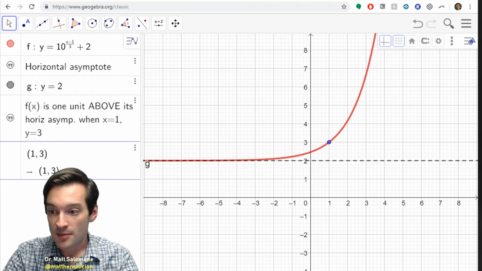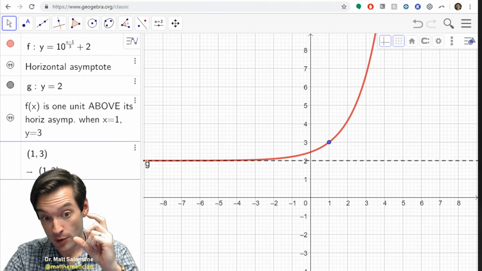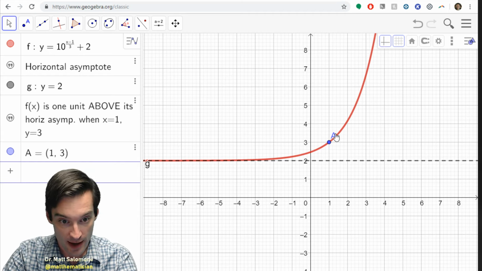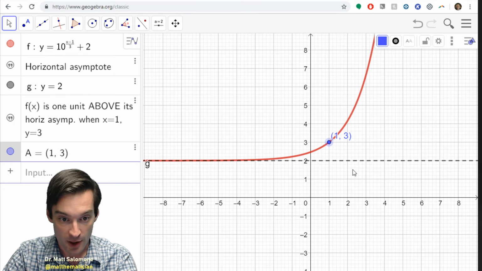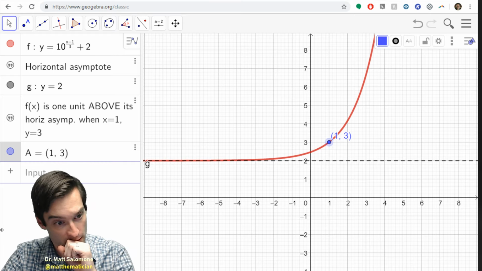This is a key, sometimes what we call a control point for an exponential function, is when is it exactly 1 unit above its horizontal asymptote. So that happens at the point 1 comma 3. Let me label that point here real quickly. I'll show its value, 1 comma 3. There we go. So that's when my function is 1 unit above its horizontal asymptote.